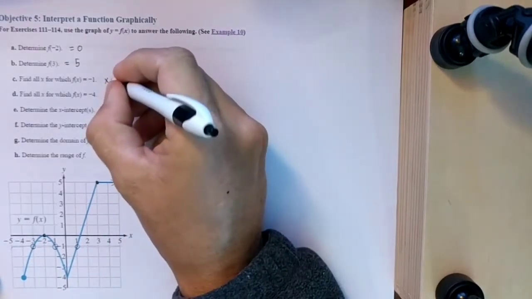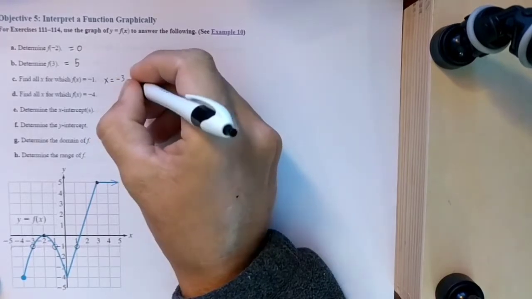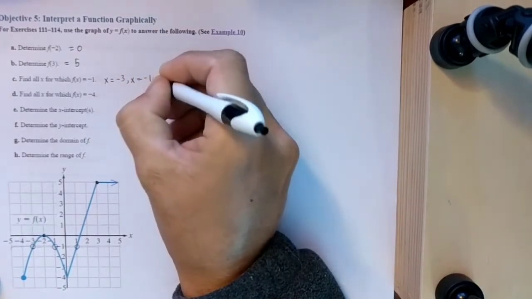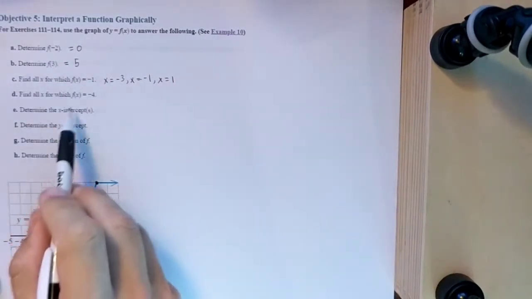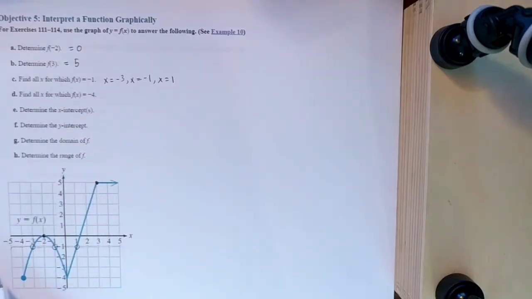So here we have x equals negative 3, x equals negative 1, and x equals 1. Okay, similar situation here when f of x is negative 4. We can draw that line down here, and there's two inputs that make that happen.